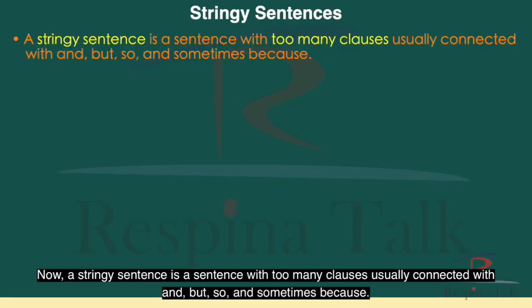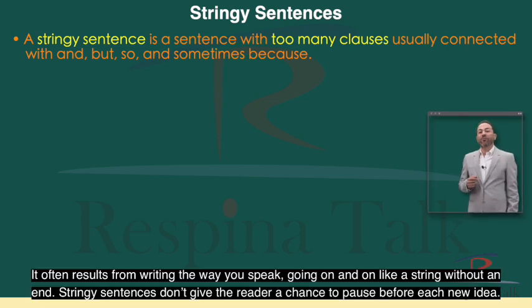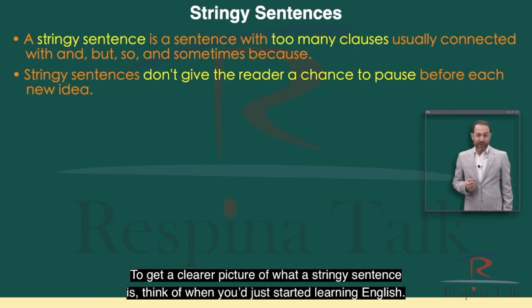Now, a stringy sentence is a sentence with too many clauses, usually connected with and, but, so, and sometimes because. It often results from writing the way you speak, going on and on like a string without an end. Stringy sentences don't give the reader a chance to pause before each new idea. To get a clearer picture of what a stringy sentence is, think of when you had just started learning English.